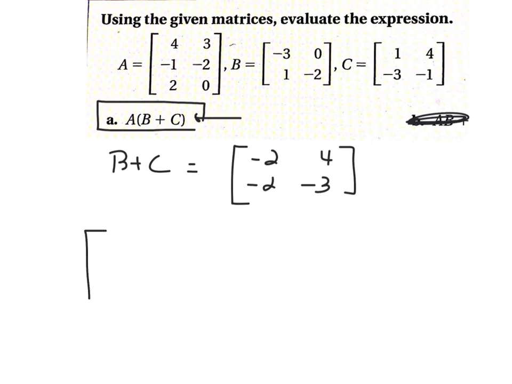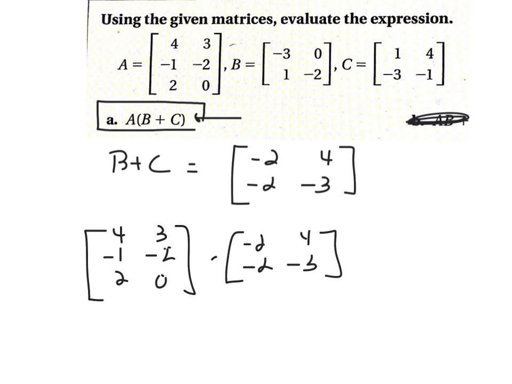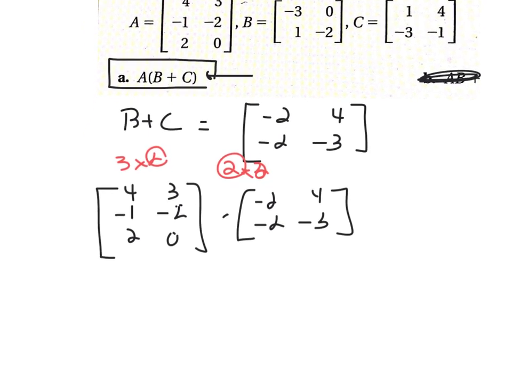Now matrix A was 4, -1, 2, 3, -2, 0, 2, 0, times -2, 4, -2, -3. Now, hopefully I'm allowed to do it. This one was a 3 by 2. This one is a 2 by 2, which means I can do it because the 2's are the same. My answer is going to be a 3 by 2. So I'm going to pull this up just a little bit and go ahead and draw my 3 by 2 down here, which is the same size as the one at the beginning.